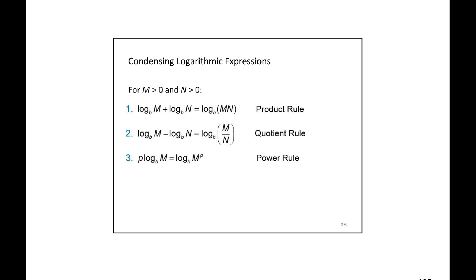For our quotient rule, we have log base b of m minus log base b of n is equal to log base b of m divided by n as a quantity. And for our power rule, we have p log base b of m equals log base b of m to the p. So instead of viewing it as exponents being brought down as coefficients, we're taking coefficients and making them exponents. We're taking differences of logarithms and making it a quotient. And we're taking sums of logarithms, again with the same bases, as a product.